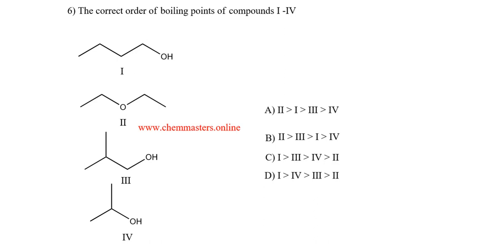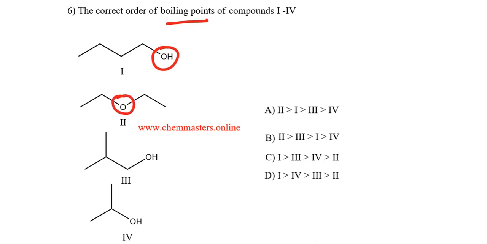Now, just look at the given problem. The correct order of boiling points of compounds 1 to 4. So just observe the given compounds. By observing the given four compounds, we can say we have two types of compounds. One type is alcohol and the other is ether.